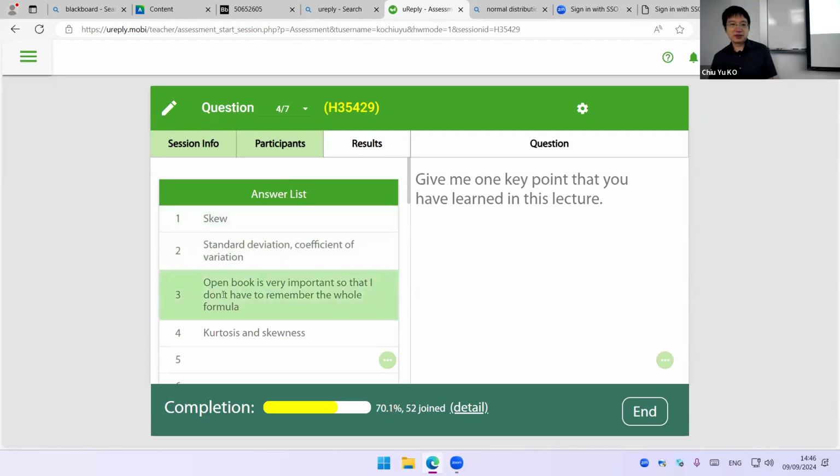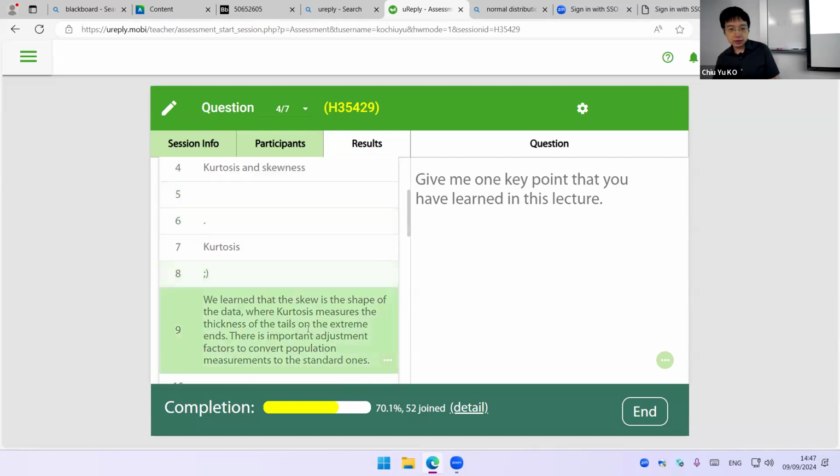One key point is that open book is very important. You don't have to write a formula, because now information is so easy. I guess the problem is how you apply it, not remembering the formula. So I don't want to waste your time remembering the formulas. Yeah, kurtosis, skewness: the skew of the data, the shape, and the thickness of the tail.